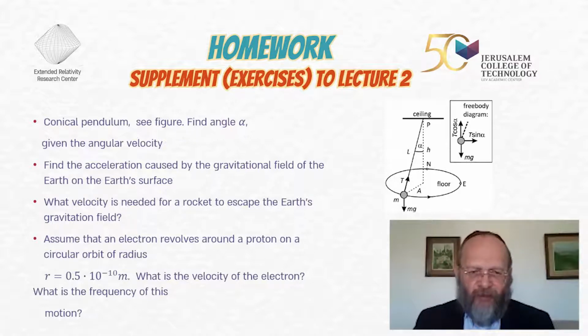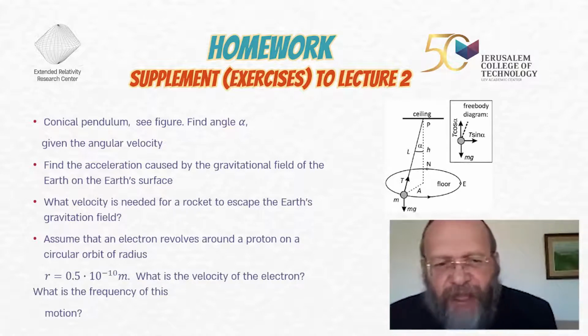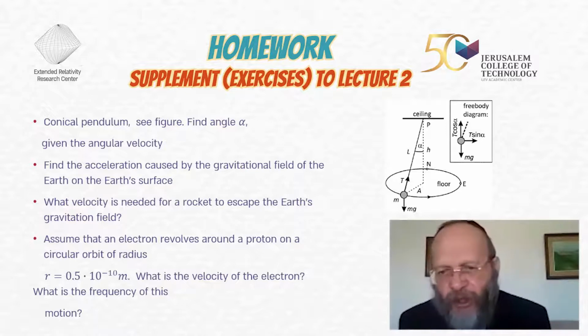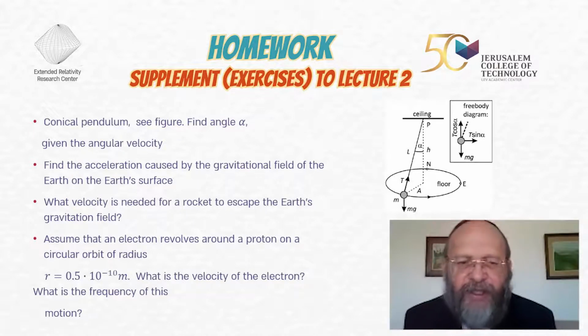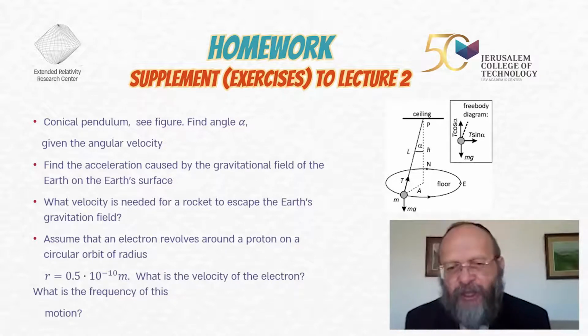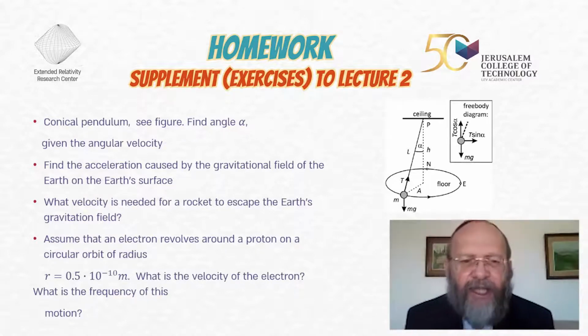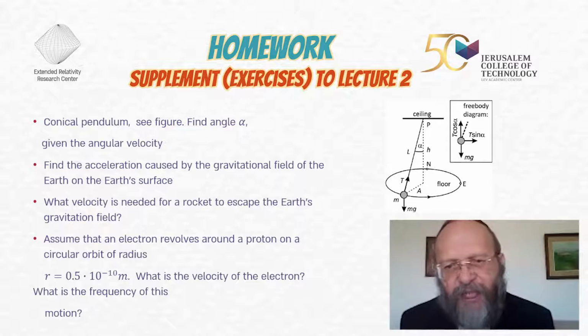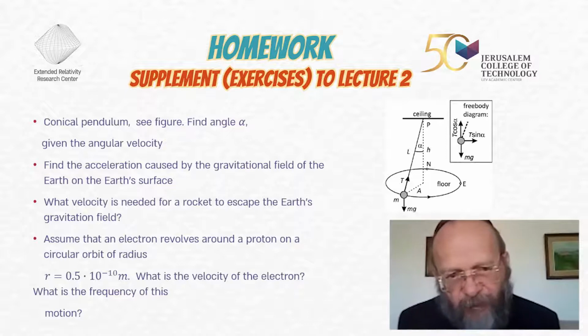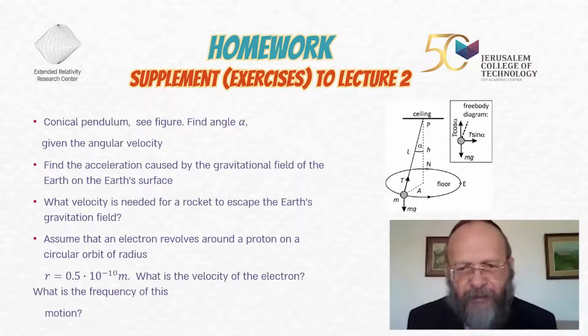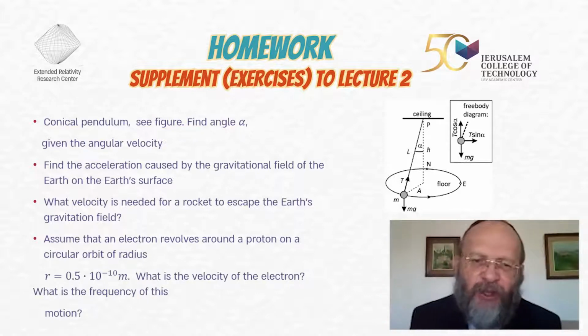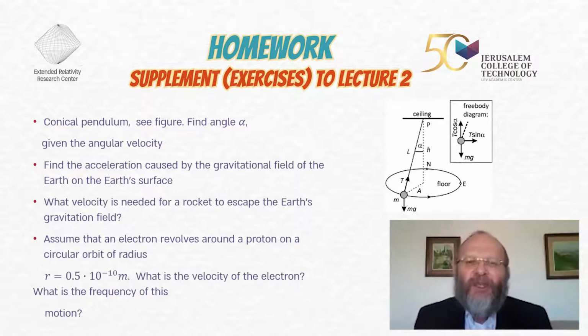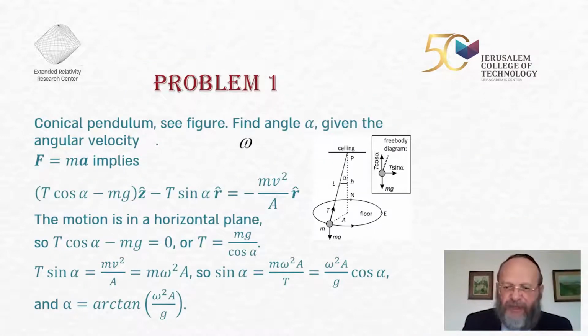And one problem for electromagnetism. Assume an electron revolves around a proton in a circular orbit of radius half an angstrom. That's the typical radius of the first level in the hydrogen atom. Find the velocity of the electron and the frequency of its motion. It gives you a first approximation to understand the difference between the things we are used to and what we want to reach. Okay, that was the homework.